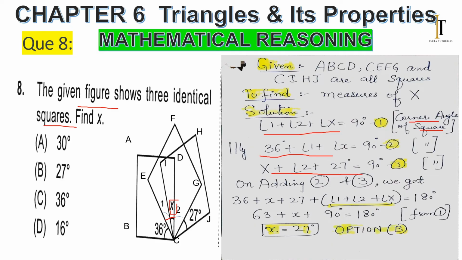Now adding 2 and 3, we got 36 plus X plus 27 plus angle 1 plus angle 2 plus angle X is equal to 180 degrees, right? Now substituting the values, here 36 plus 27 is 63, plus angle X and angle 1 plus angle 2 plus angle X is equal to 90 degrees from equation 1. On solving for X, we got X is equal to 27. That is option B.